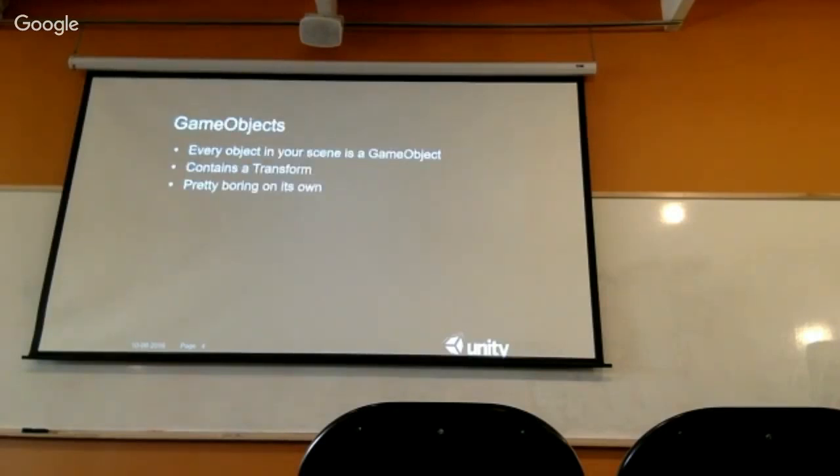So game objects are a fundamental object type in Unity. Every single object in your scene is a game object. And they all have their own unique transform. That means that each game object has a position and orientation that you can set. Now, game objects on their own are pretty boring. They don't really do much.